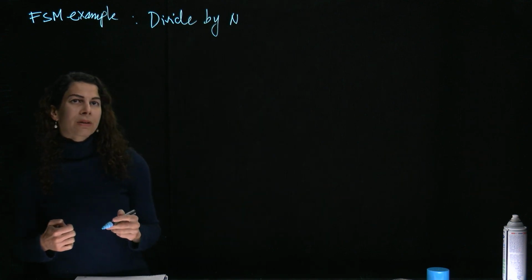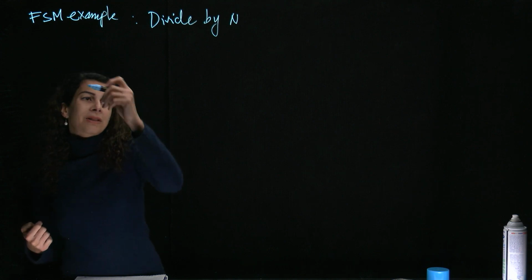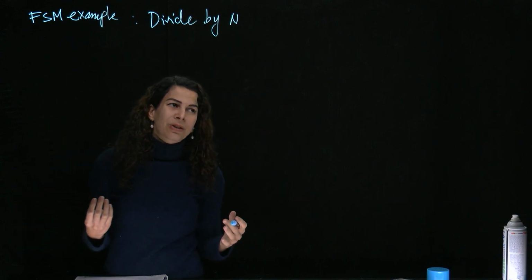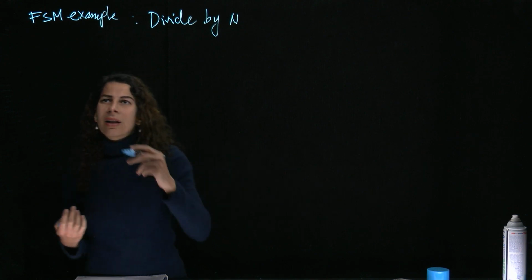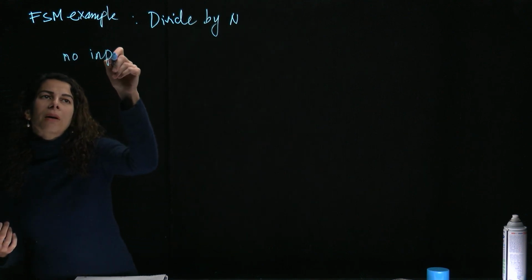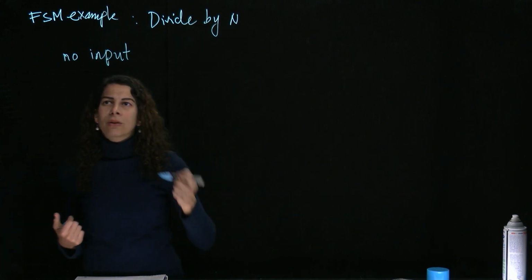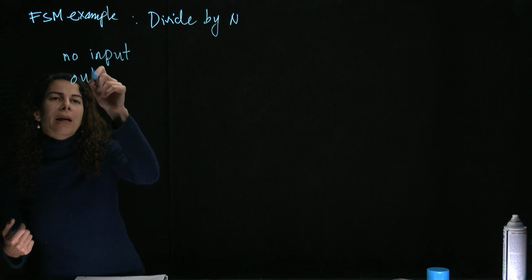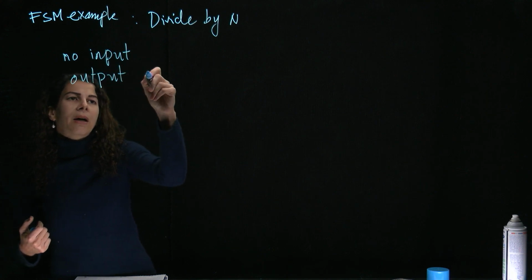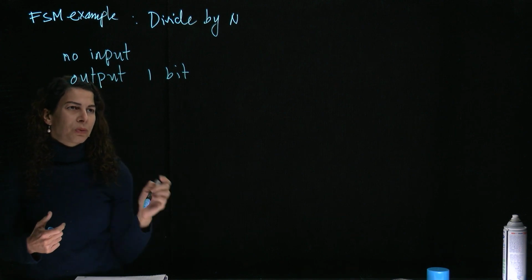What is the input? Basically, since all the registers in the circuit are already connected to the clock, there is no input. And the output is just the pulse, which is like a 0, 1. So the output, again, is kind of a 1 bit, where this output will be high.